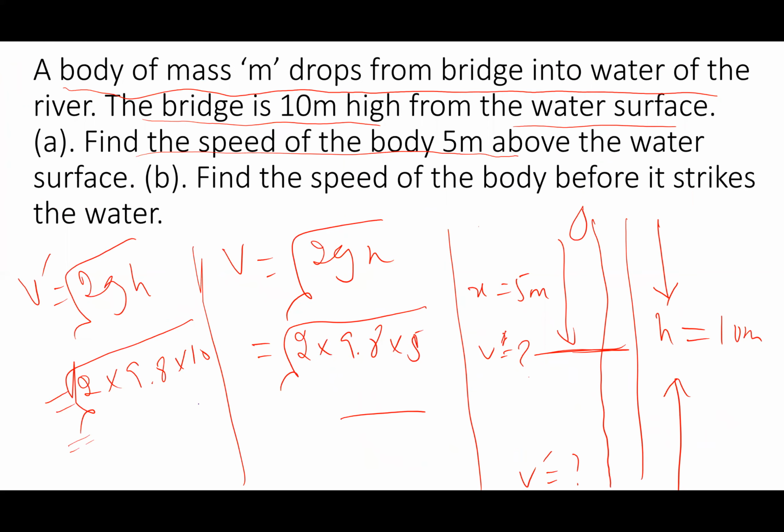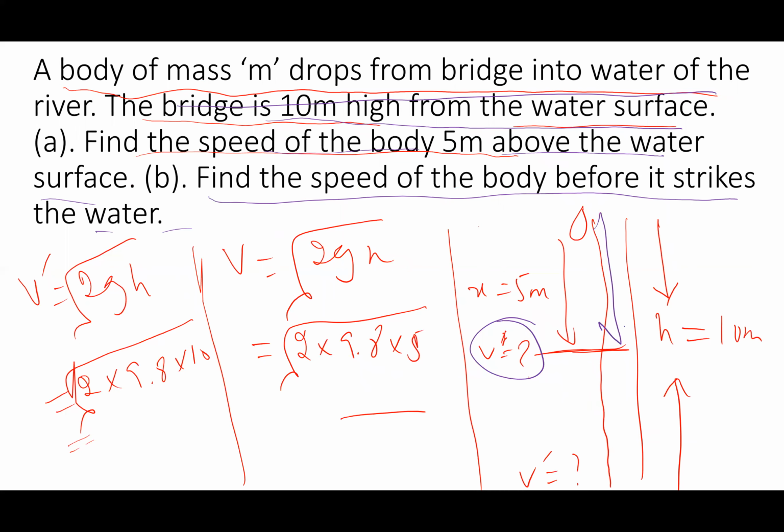A body of mass m is dropped from a bridge over a river, 10 meter high from the water surface. Find the speed of the body 5 meter above the water. Also find the speed of the body before it strikes the water. So you will find the speed due to this height, which is 5 meter. You will write v squared is equal to 2gx. You will find the height. Find the speed of the body before it strikes. Find the speed also, E prime is equal to this, E prime by using this equation.